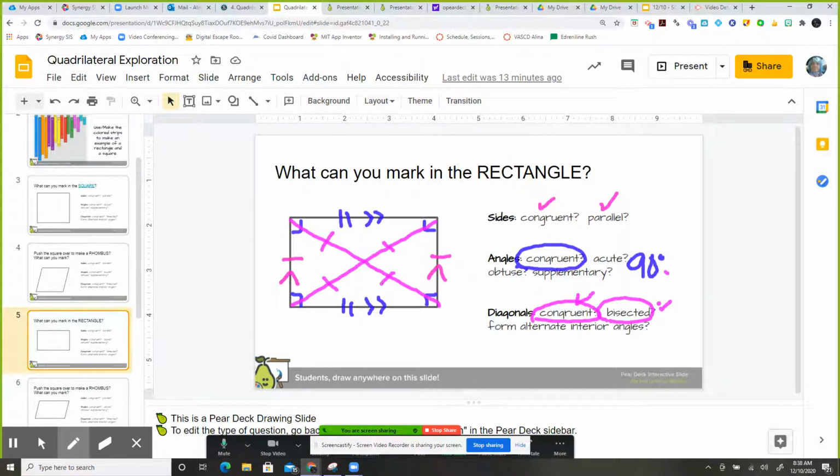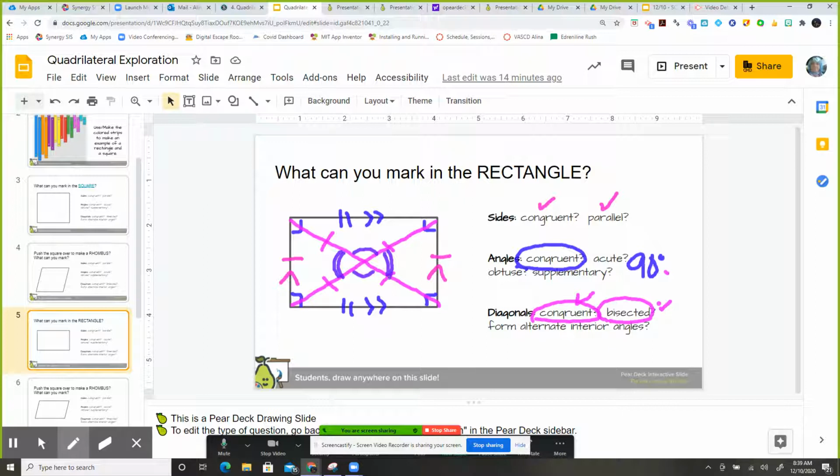Do they meet at right angles though? Are the diagonals perpendicular? Are your diagonals perpendicular? Or do you have one obtuse angle and one acute angle? Obtuse and acute? Absolutely. So we've got obtuse angles opposite the long sides, and we've got acute angles opposite the short sides, right?